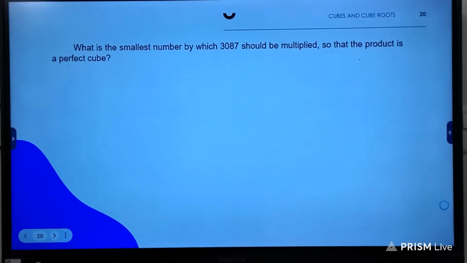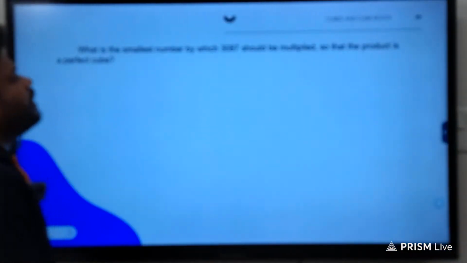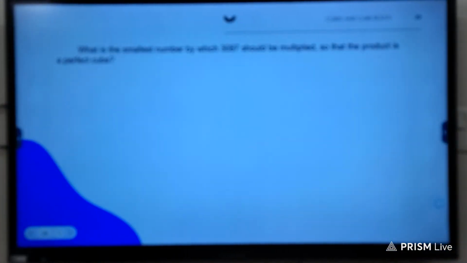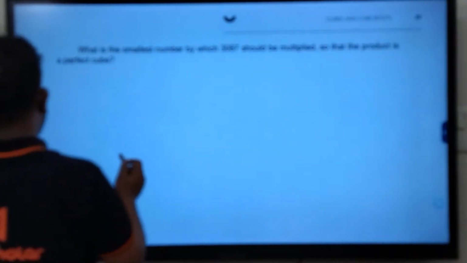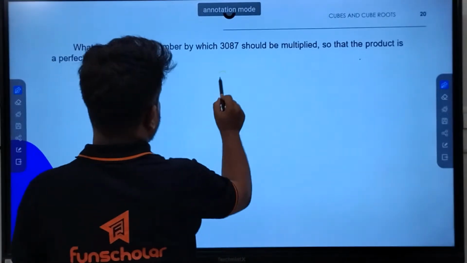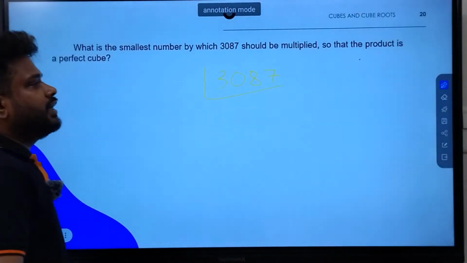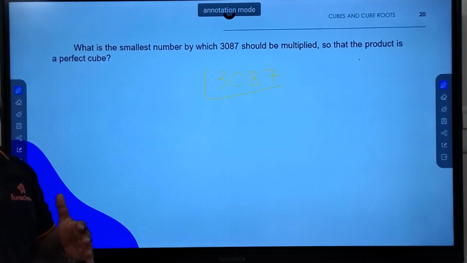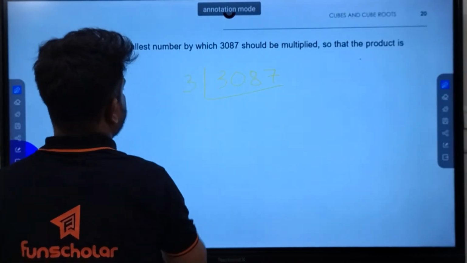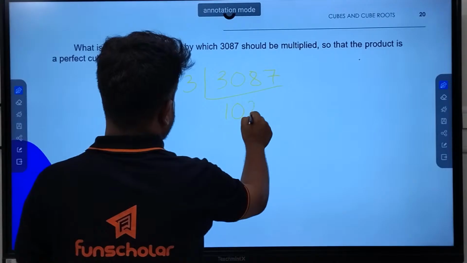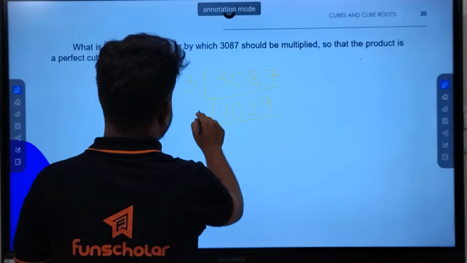Let's go. What is the smallest number by which 3087 should be multiplied so that the product is a perfect cube? Check carefully for this type of sums. If you want to solve this, just start factorizing it by the division method. Let's start with 3. It will be divisible by 3. Again 3.